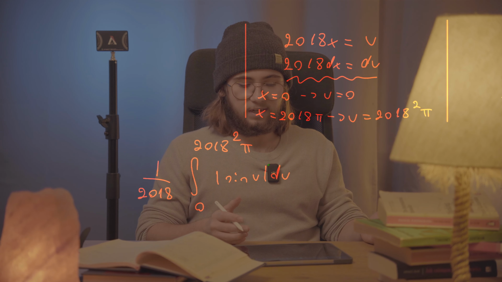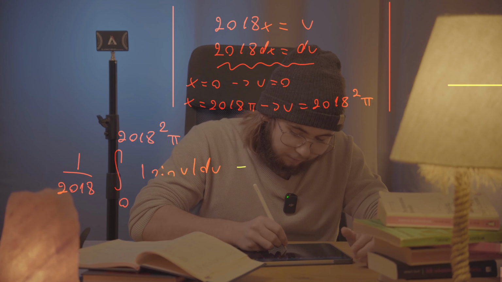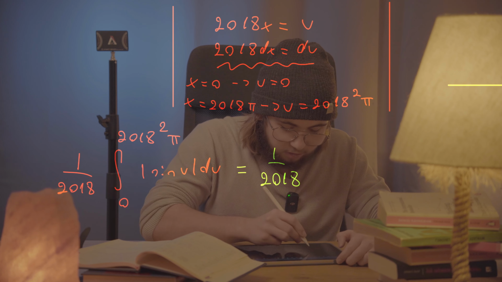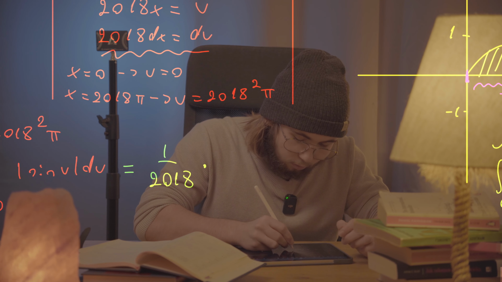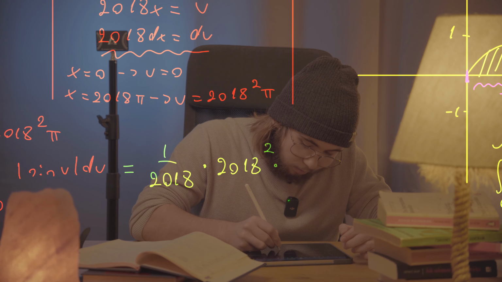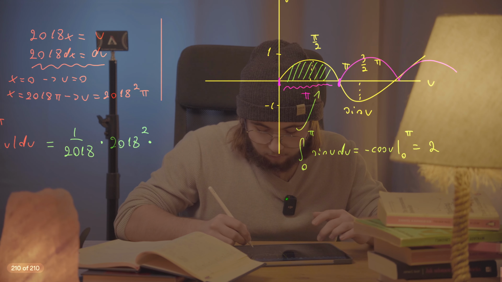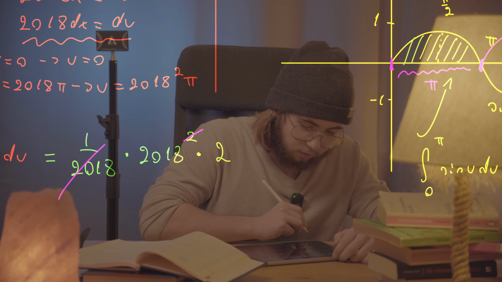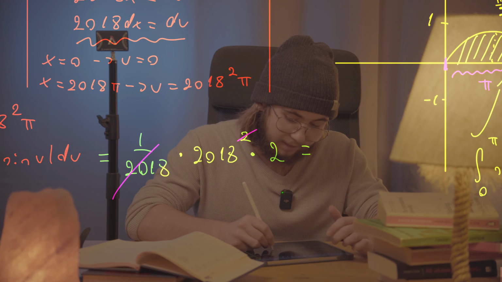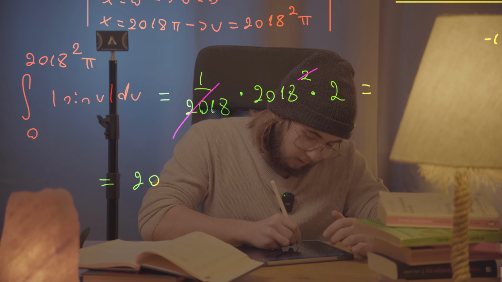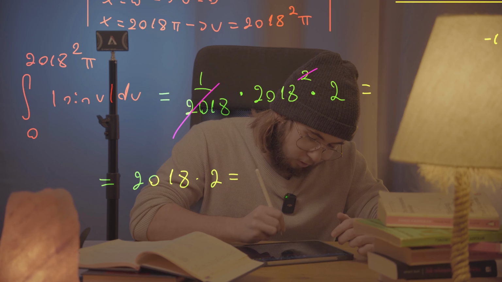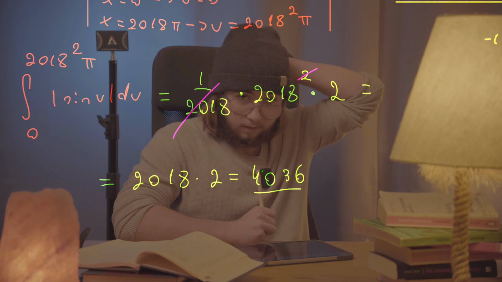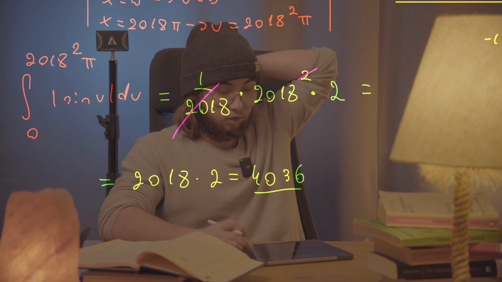So we can say that we will get this entire thing being equal to, I'm just going to write this 1 over 2018 from here, 2018 squared multiplied by the area of a single bump, which is 2. Now this exponent here is just going to cancel out with this 1 over 2018, and what we will end up with is 2018 multiplied by 2, which is 4036, if my arithmetic's up to date.